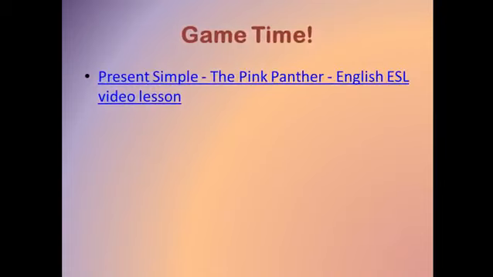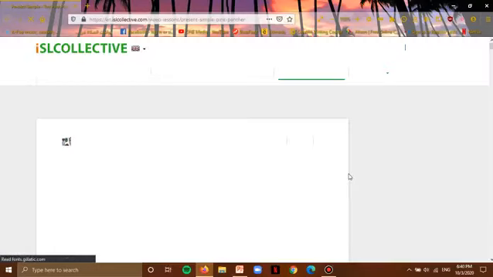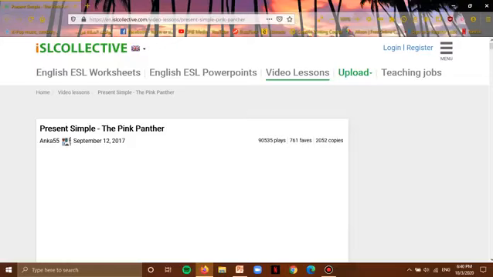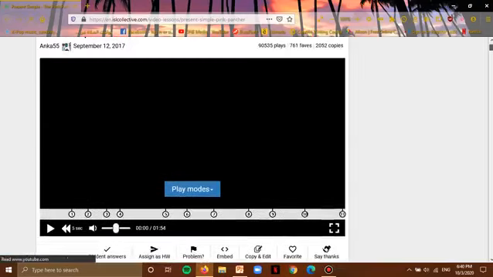Okay, now this was it for the present simple. Here I have a game for you. So you can use this game to practice more the present simple. It's a very cute game. It's about Pink Panther. I hope you like him.